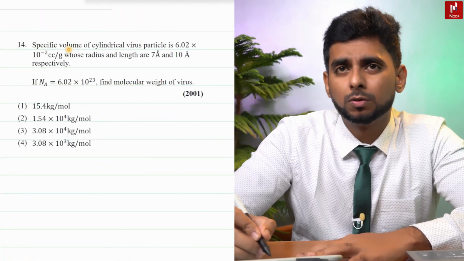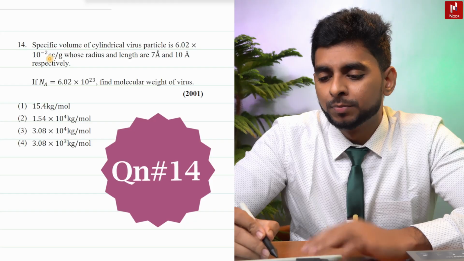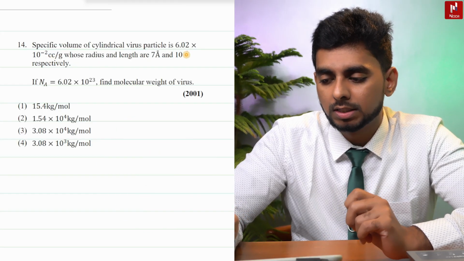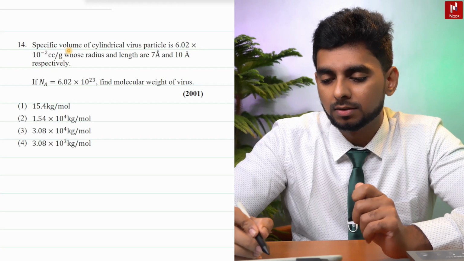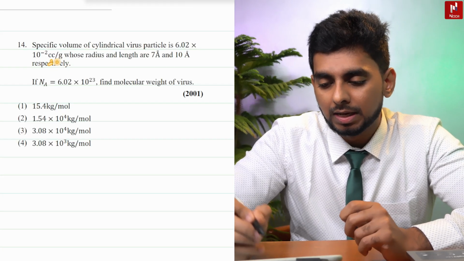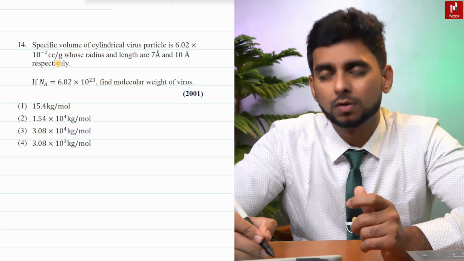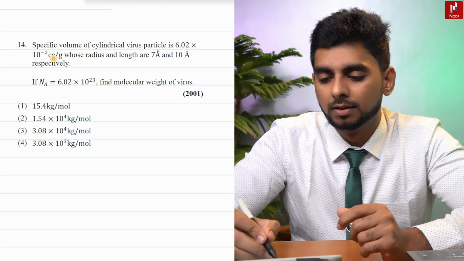Now we will see the 14th question. This question will also be a little bit tricky. Let me do it. In this question they have given the specific volume of a cylindrical virus particle as 6.02 into 10 power minus 2 cubic centimeter per gram. cc actually means centimeter cube. This is a short notation that they write for centimeter cube. Got it? So this is an abbreviation.